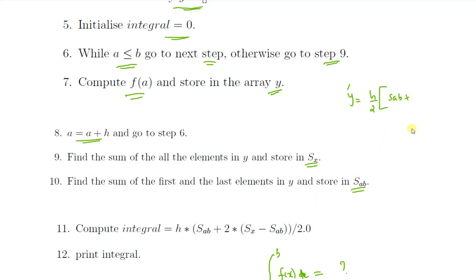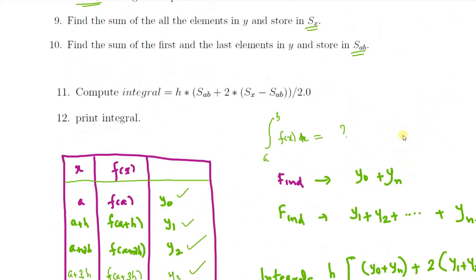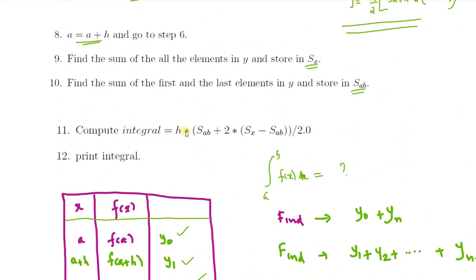Next we have 2 into the sum of the second element up to the n minus 1th element, but we have taken the summation of all the elements Sx. So Sx minus Sab will give that value. Sum of all the elements minus sum of the first and last element. So this will give the value of the integral. So compute the integral: h into Sab plus 2 into Sx minus Sab, all divided by 2. Print integral.